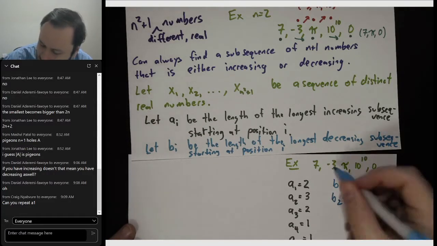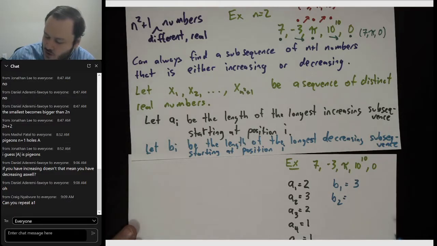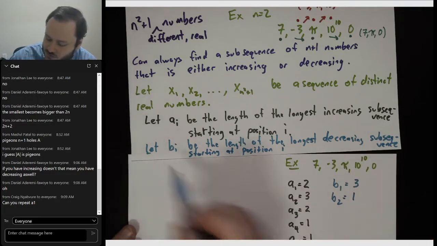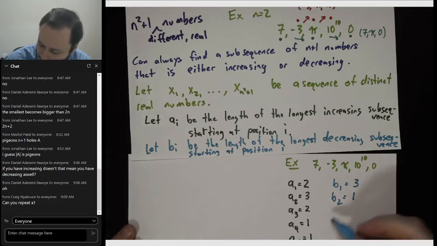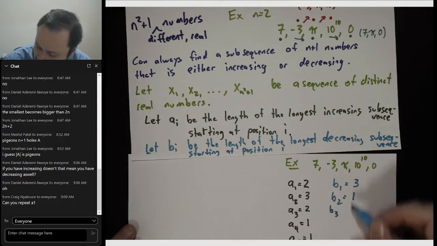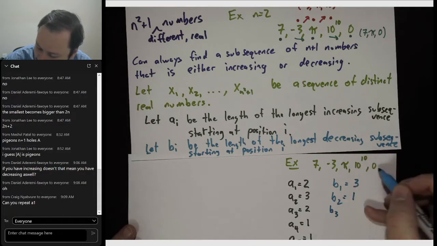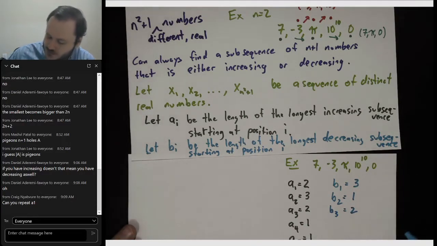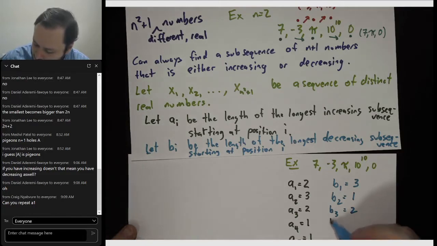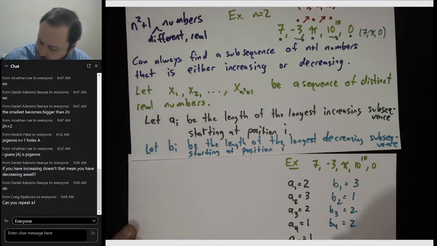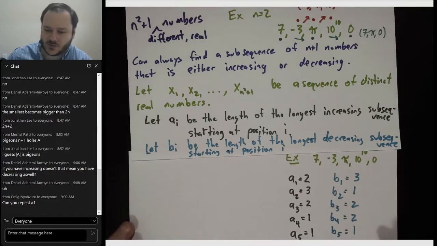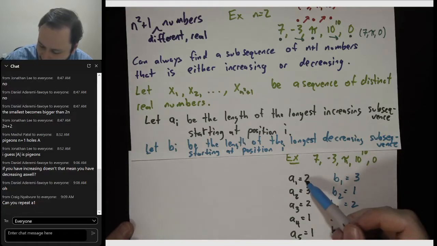b sub 2, if I start at minus 3, there's nowhere to go down. So the best I can do if I start at b sub 2 is just to have minus 3, and that's it. b sub 3, if I start at pi, I can go down to 0. b sub 4, if I start at 10 to the 10, I can go down to 0. And b sub 5, I only have one number left, so 1 is the best I can do.